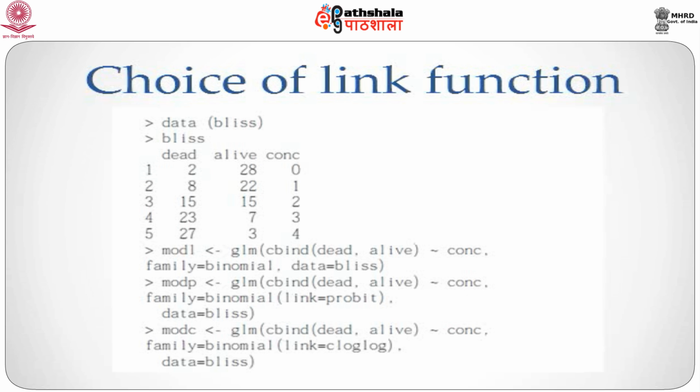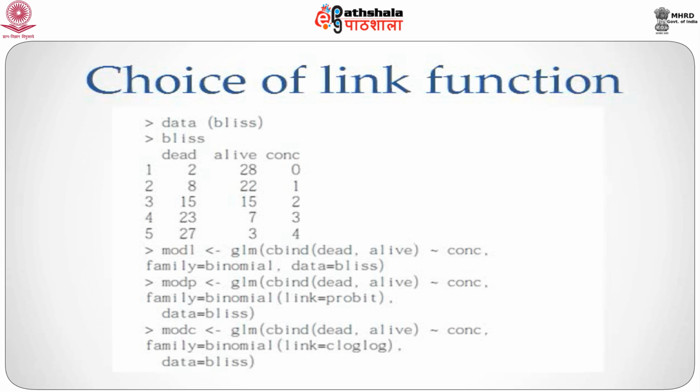Choice of link function is of course an important consideration, and we illustrate this here on the dataset bliss, which again is included in the faraway library. So we fit, using the glm function in R, a regression of dead or alive on the concentration of a drug. In the first case, we have fit glm, cbind dead or alive on conc, family equal to binomial, data equal to bliss. You know that this will fit a logistic model.